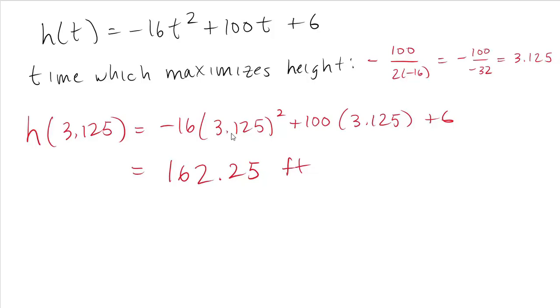I want you to notice that I did not round the input. If I had rounded this to 3, that's not going to give me the maximum attainable height because I'm stopping short of the peak. You can't round this if you want to find the actual maximum. We would get a good approximation, but you won't get the exact answer unless you use the exact input.